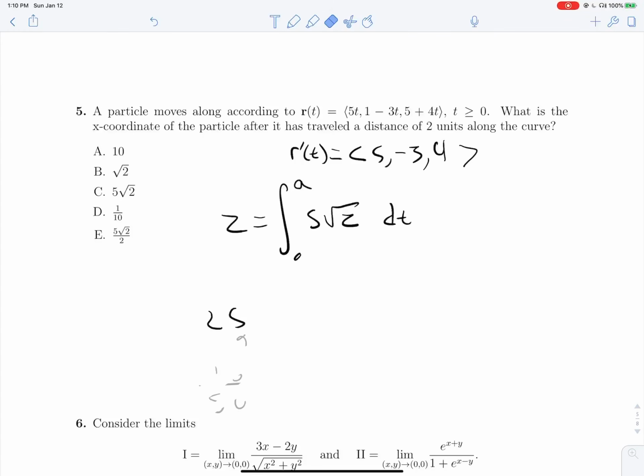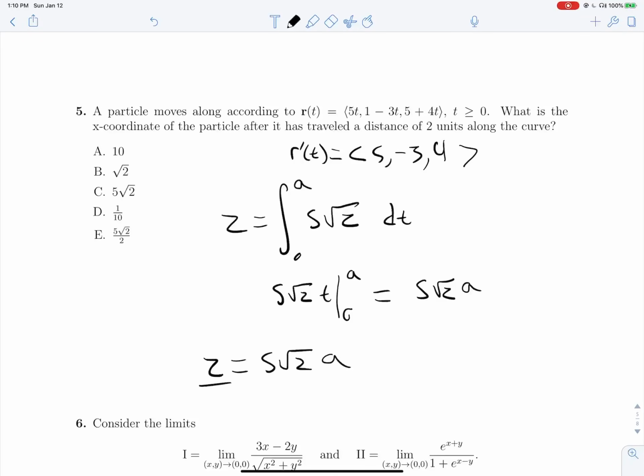Okay, perfect. So getting rid of that, we see that this integral is going to equal 5 root 2 t evaluated on 0 and a, which is just 5 root 2 a minus 0. Or we can just say that 2 is equal to 5 root 2 a, or 2 over 5 root 2 is equal to a. Okay, we're almost there. So this is looking pretty ugly, and it's not looking like anything that we really have in our answer choices, although E is just this inverted.